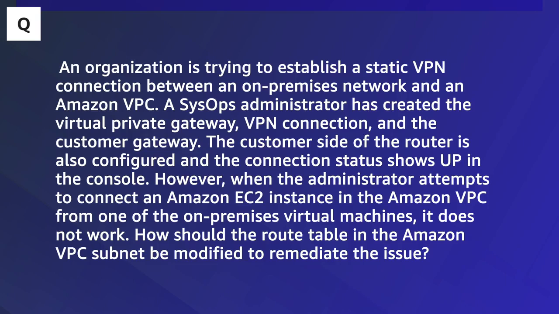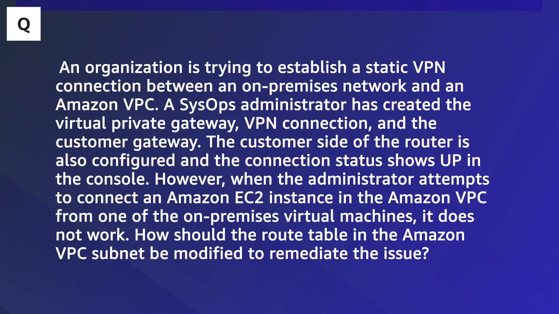However, when the administrator attempts to connect to an Amazon EC2 instance in the Amazon VPC from one of the on-premises virtual machines, it does not work. How should the route table in the Amazon VPC subnet be modified to remediate the issue?